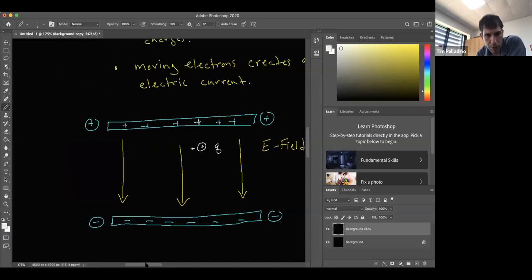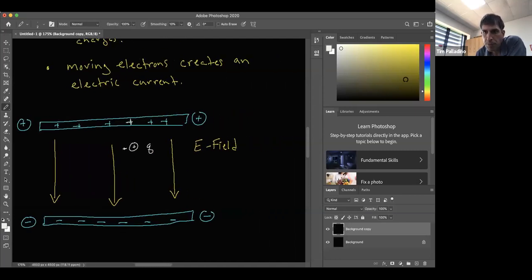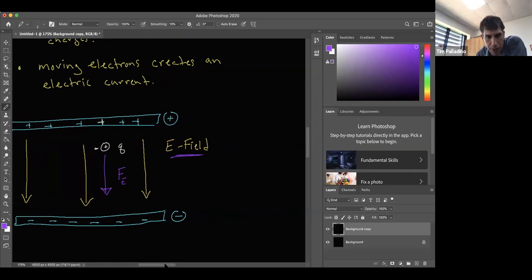Let's do this in a different color. So we know that the electric force is going to apply a force to this charge. So there's going to be an electric force applied to this charge while it's in this electric field, all right? So what I want to do is go over to the side just a little bit.